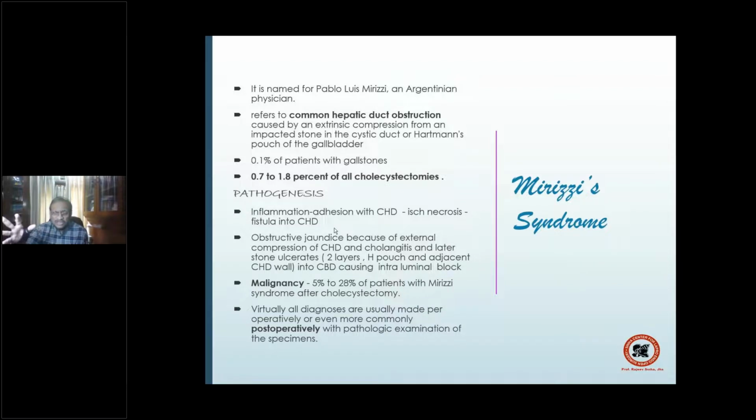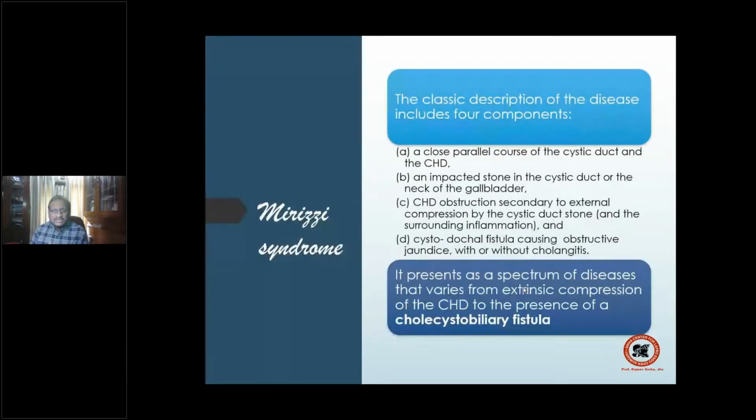Because initially it was external compression causing jaundice, and now you have obstructive jaundice because of a stone moving into the CBD. 5 to 28% of Mirizzi syndrome patients show signs of malignancy on histopathology after cholecystectomy, and virtually all diagnoses are usually made peroperatively, or even more commonly postoperatively with pathological examination of the specimen, when we talk about malignancy. But Mirizzi syndrome can now be diagnosed primarily even on a CT scan.